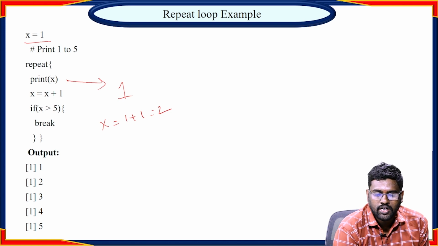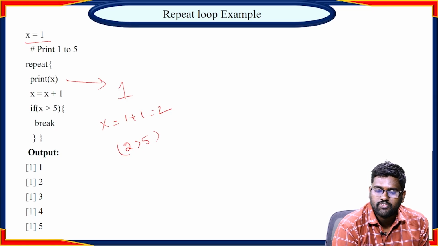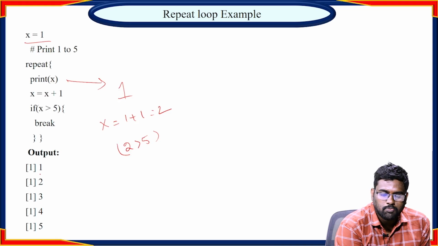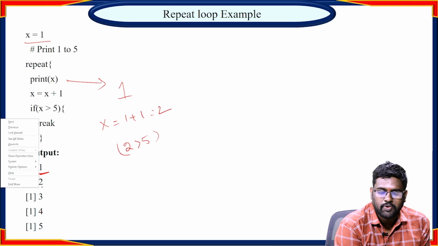So they will check the if condition, whether 2 is greater than 5 or not. If it is true, they will break the process. First, print x, which means they need to print 1. Next, the x value will be incremented, so next print 2. Like this, up to 5 will be printed.